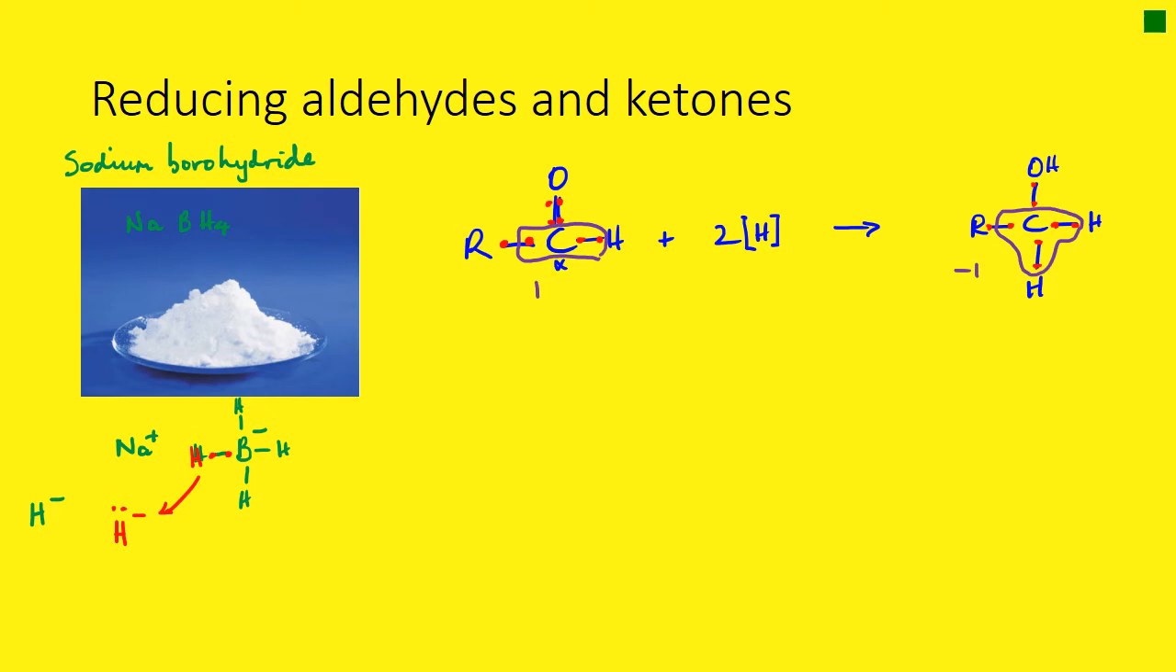Okay, and you'll notice that this molecule here is an alcohol. And in fact, it's a primary alcohol because we've got two hydrogens hanging off our alpha carbon. So our alpha carbon, we've got two hydrogens, this one here and this one here. That makes it a primary alcohol. Let's just label that.